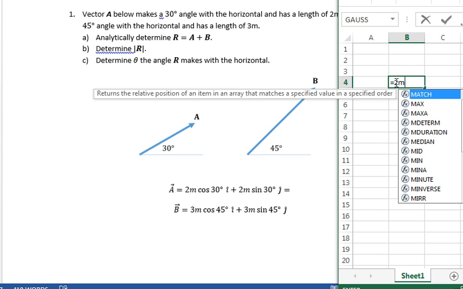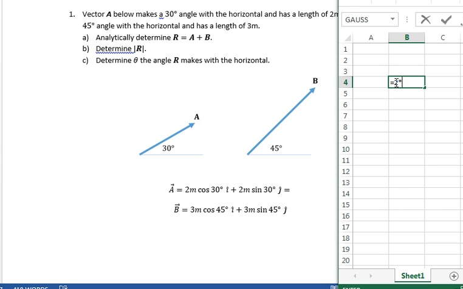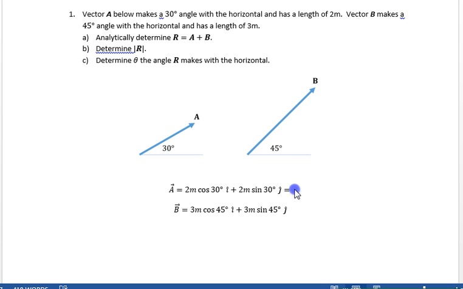Okay, 2 meters, 2 times the cosine of radians of 30 degrees. So that is 1.73, and 2 times the sine of radians of 30 degrees. And that's 1. So this is 1.73 I hat plus 1 j hat. Let me stick the meters back in. I forgot those.